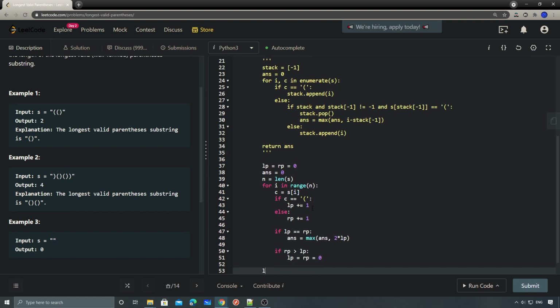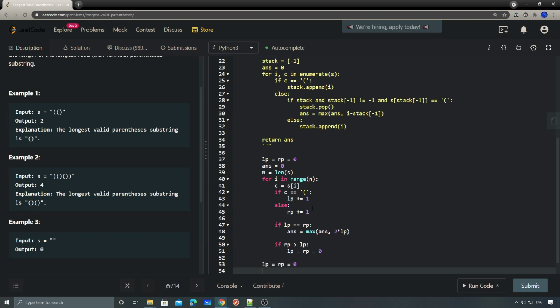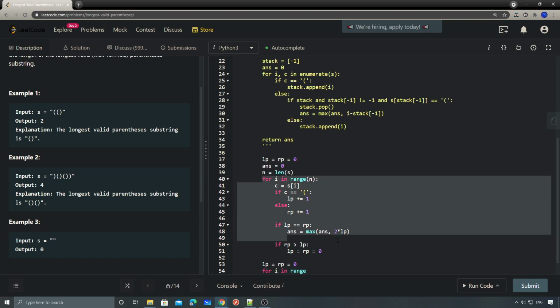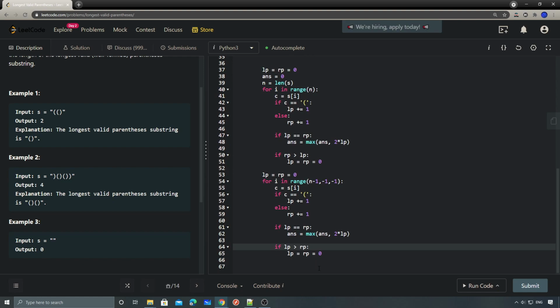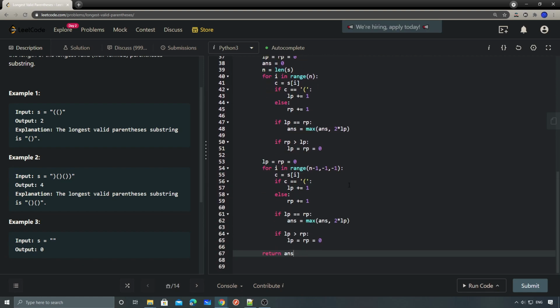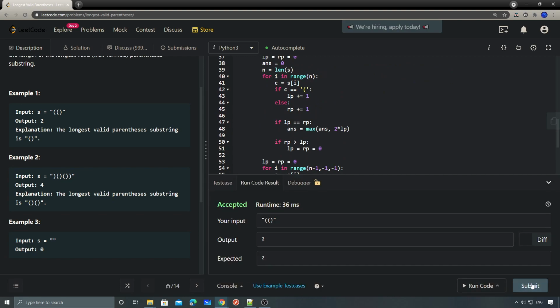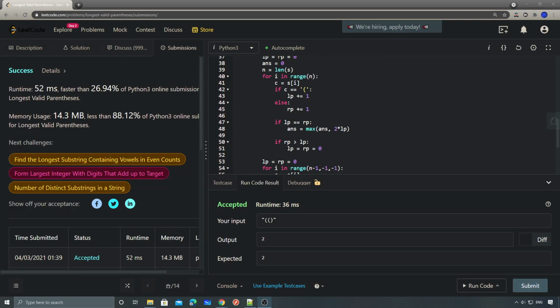And again, we reset one more time before traversing in reverse order. I can pretty much copy everything, except I just need to change the for loop condition, and then the reset condition here, so it's left greater than right. Then return the answer. Yeah, that's going to be the last solution here. If I run the code, yep, it works.